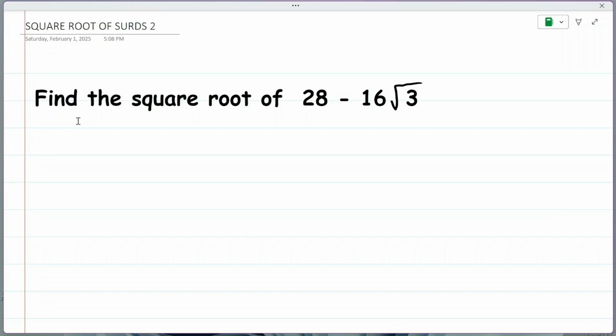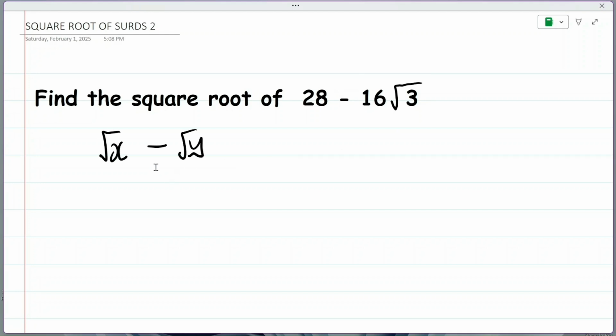Example 2. This is a second question which is quite different from the first question. The difference is that here you have a negative. Like in the first question, the first thing you're supposed to do is to create an assumed square root for 28 minus 16 root 3. Let us in this case assume the square root of 28 minus 16 root 3 is square root of x minus square root of y.